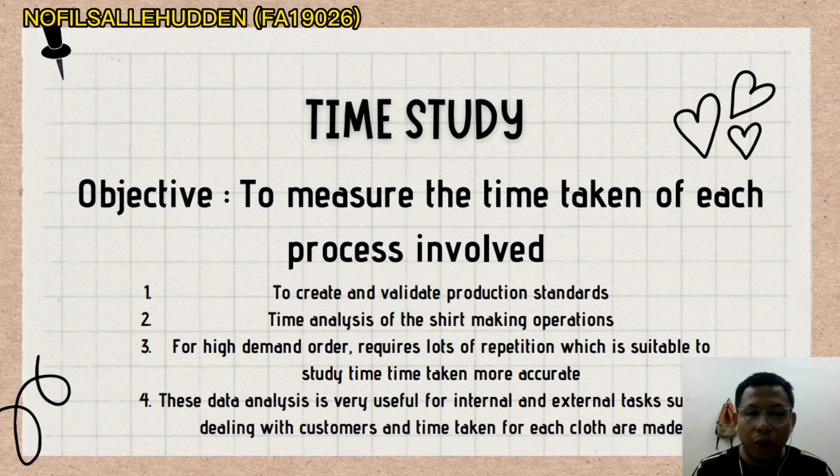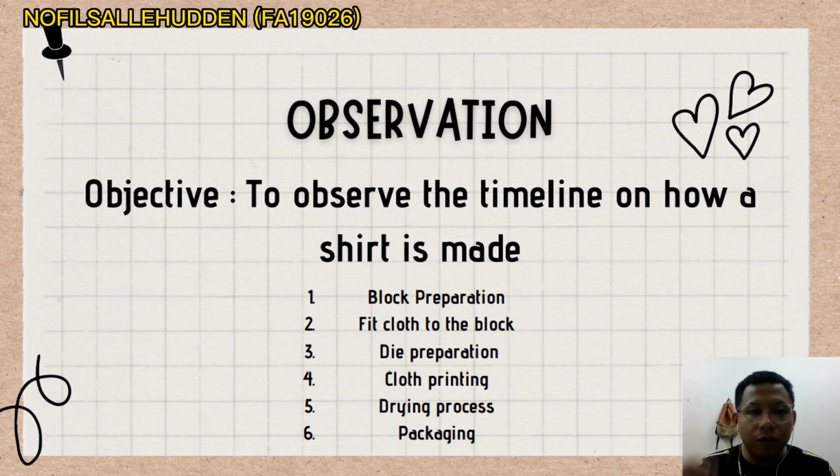When we get the data analysis, it will be useful for internal and external tasks of the company, such as dealing with customers. We can observe the time taken for each shirt to be made, so that we can inform customers of the exact time the shirt will be finished, and we can satisfy the customer. And for the observation, we want to observe the timeline of how a shirt is actually made.